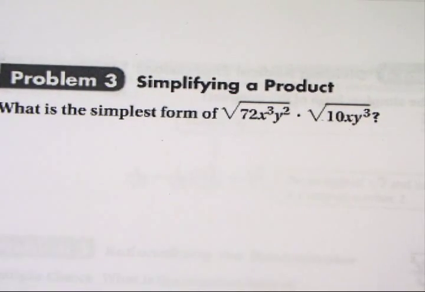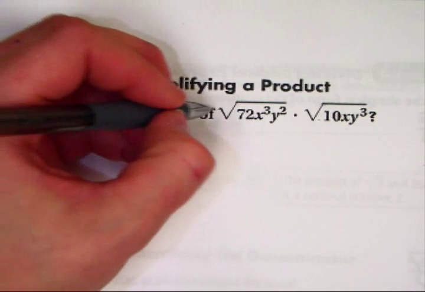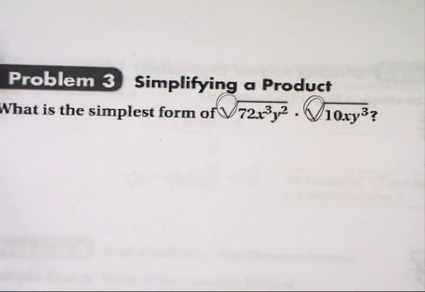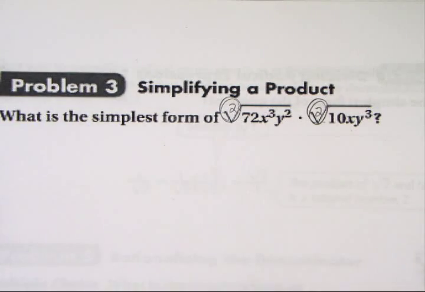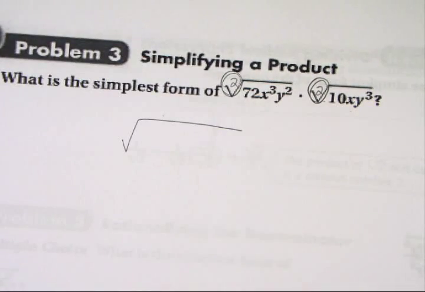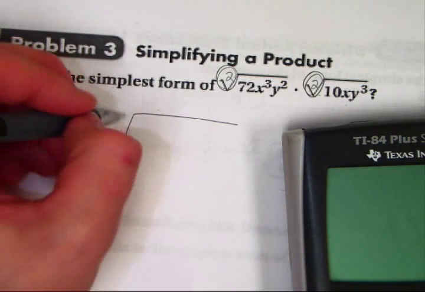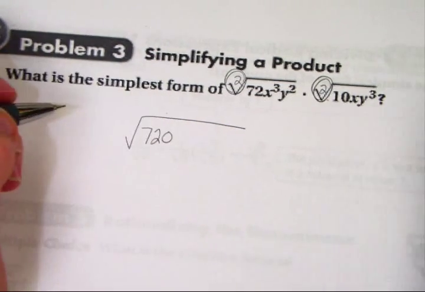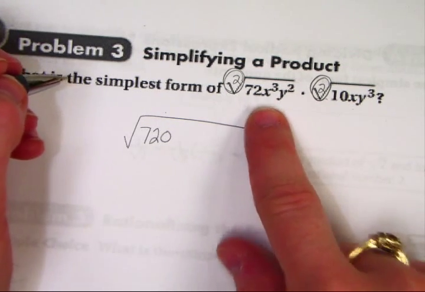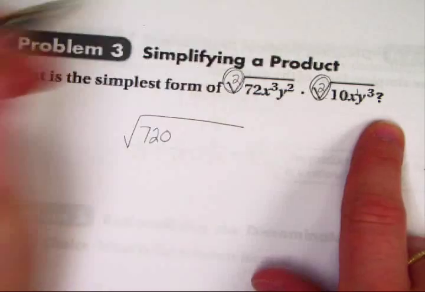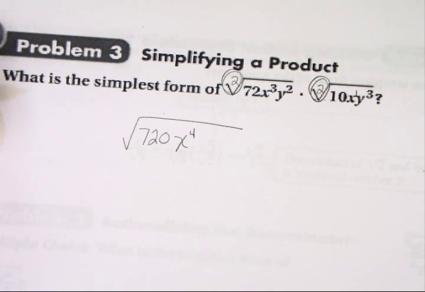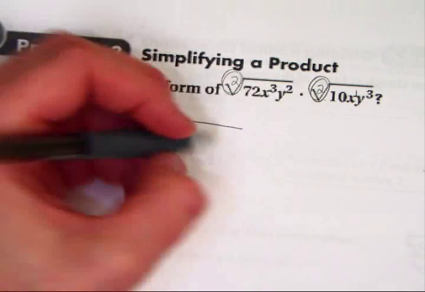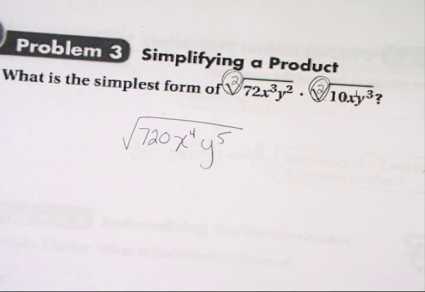Problem 3, simplifying a product. When you come to these kind of problems, the first thing you need to look at is the index. These each have a hidden index of 2. If that's the case, you can smush the problems together. This will be the square root of, well, 72 times 10 is 720. x cubed and x to the 1st is x to the 4th. y squared and y to the 3rd is y to the 5th.